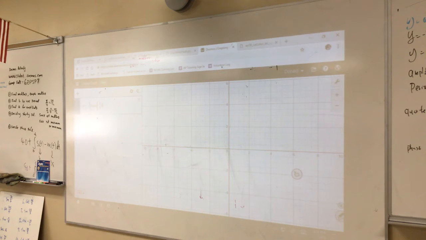4 over 3, x minus 3 pi over 4, and then minus 1. First, let's check this graph is right. So here's how you check your answer when you're at home.